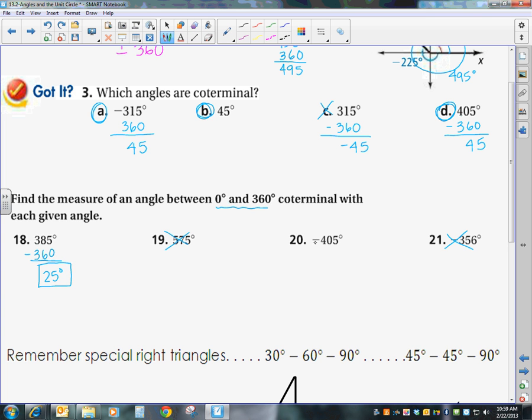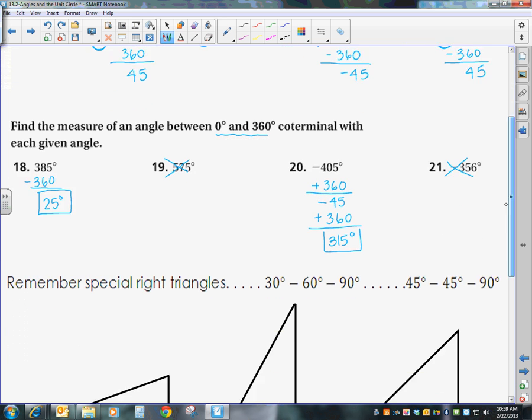Negative 405, it's a negative, so I'm going to add 360. And when I do that, I'm at negative 45. My directions said to go between 0 and 360. I'm not there yet, so I need to add 360 again. And you'll find out that we are now at 315. So that is a coterminal angle with negative 405.